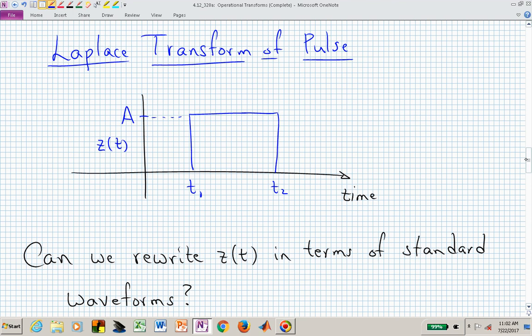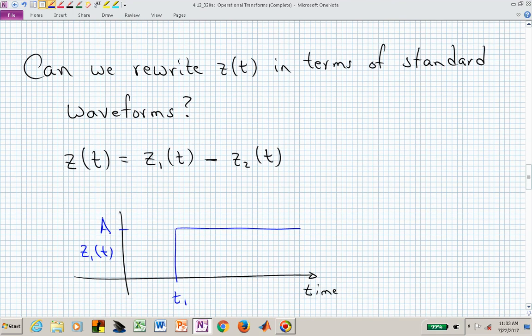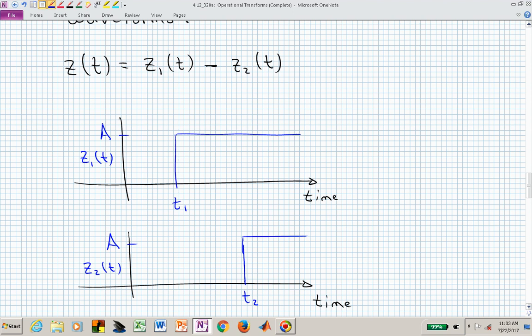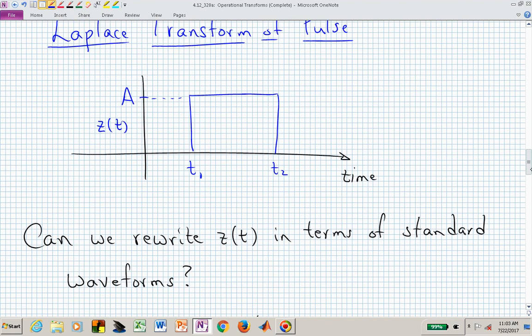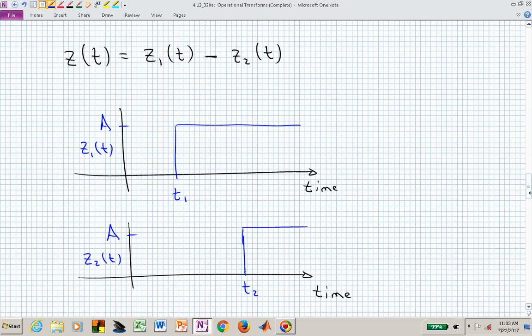And in fact, we can rewrite z of t in terms of standard waveforms. Hopefully you can see that if t sub 2 never happened, or if t sub 2 happened way off into the right, then t sub 2 is infinite, and then what happens? Well, now we just have a time delayed step of amplitude A. That would be like z sub 1 of t. But now, if we think of z sub 2 of t being a delayed step of amplitude A, just delayed by more time, and we take that away from z sub 1 of t, then beyond t sub 2, z sub 2 is going to cancel z sub 1, and we will be left with this pulse waveform by combining z sub 1 of t with z sub 2 of t.